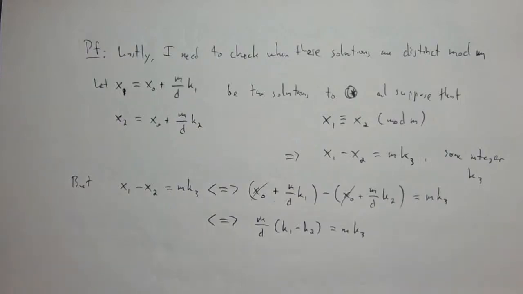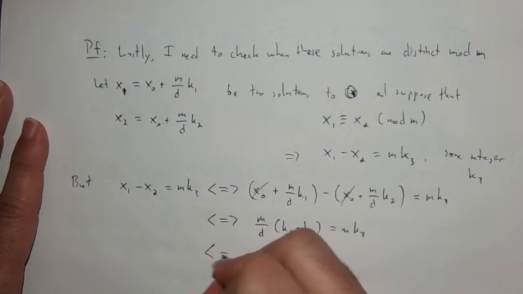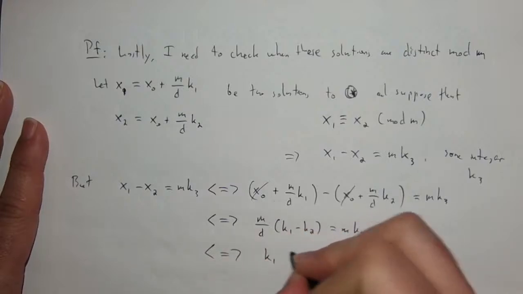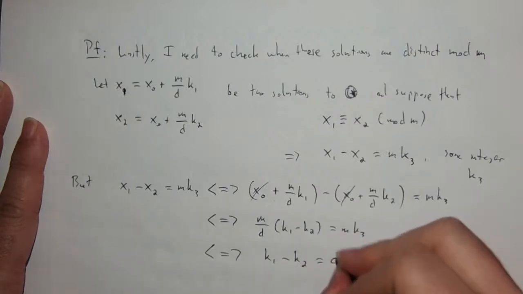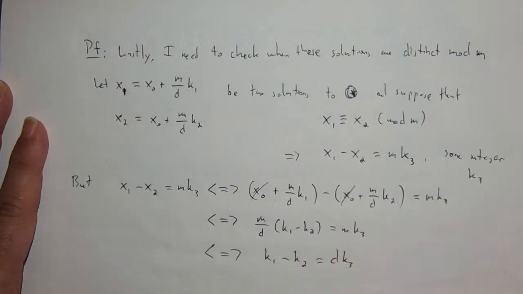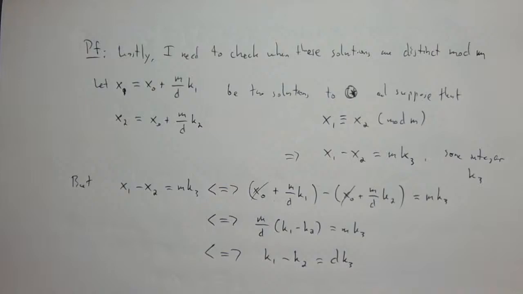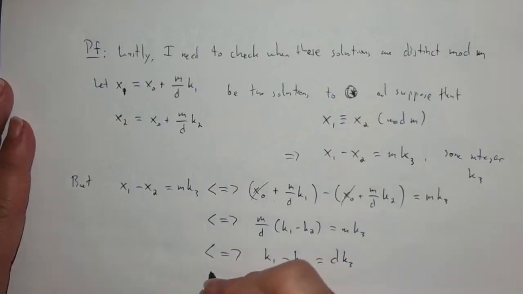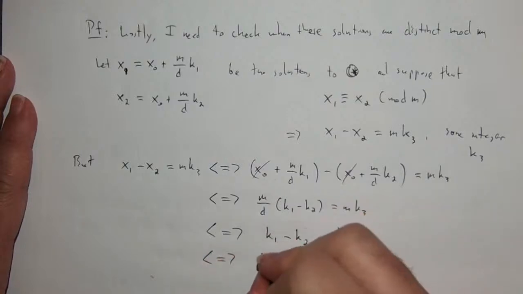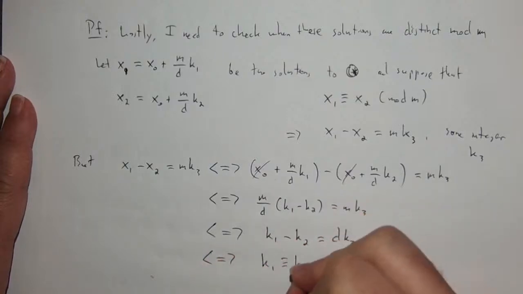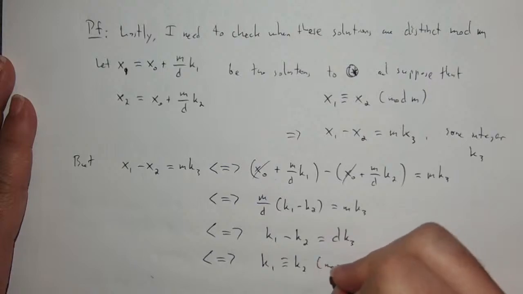Okay, so then dividing both sides by m and multiplying by d, what I get here is that the difference of k sub 1 and k sub 2 is a multiple of d, i.e. k sub 1 is congruent to k sub 2 mod d.